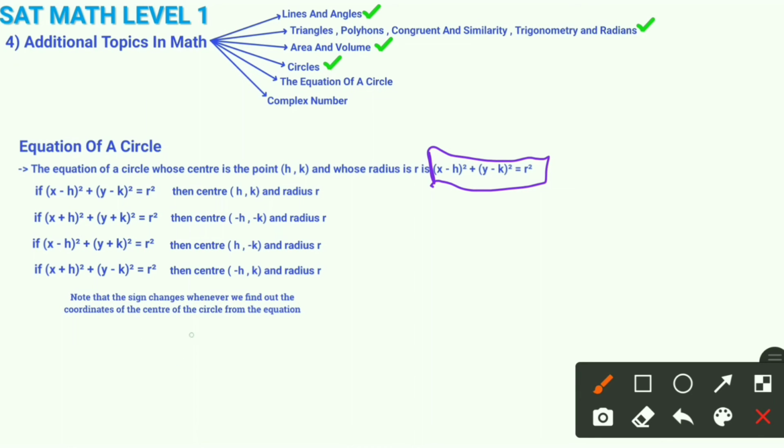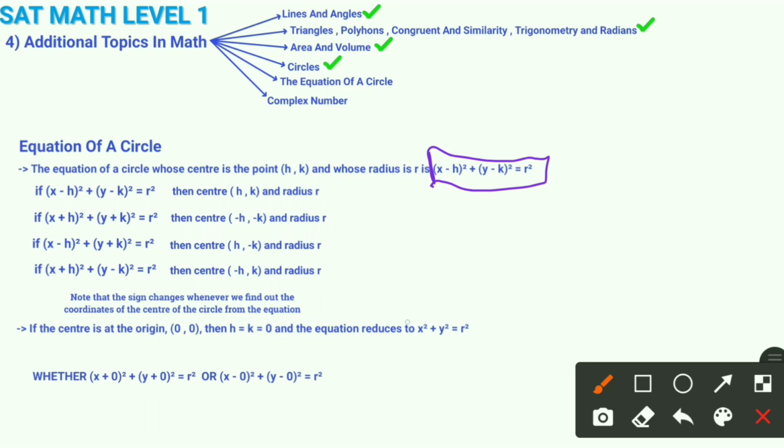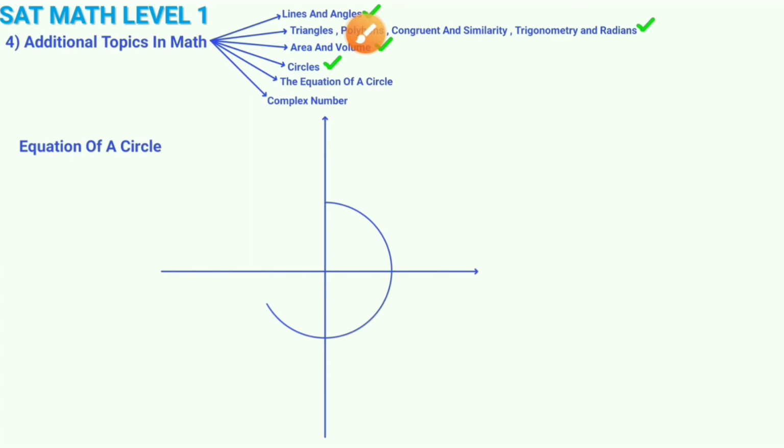Note that the sign changes whenever we find the coordinates of the center of the circle from the equation. If the center is at the origin (0, 0), then h equals k equals 0, and the equation reduces to this. Whether this or this, it's the same thing, which means it is at the origin.